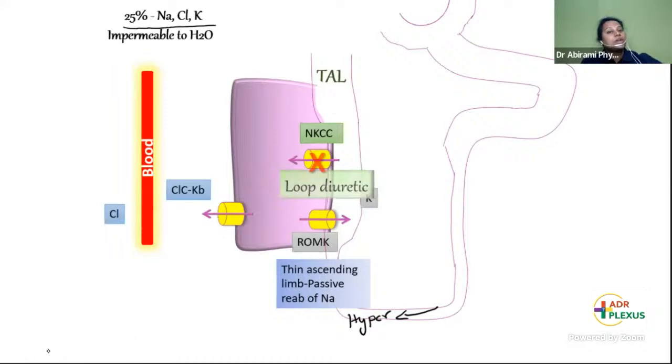So how do they act as diuretics? They are blocking the reabsorption of sodium, potassium and chloride. So when salts are not reabsorbed, water is retained, water comes out in urine, and that is called diuresis.